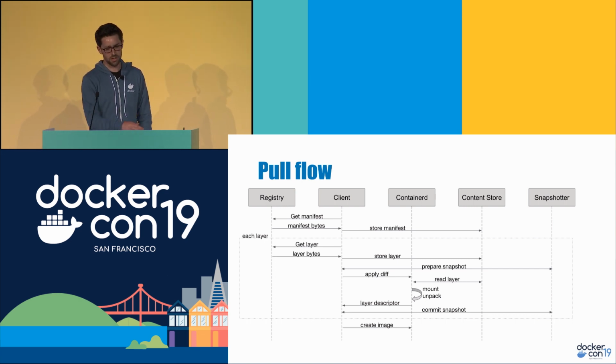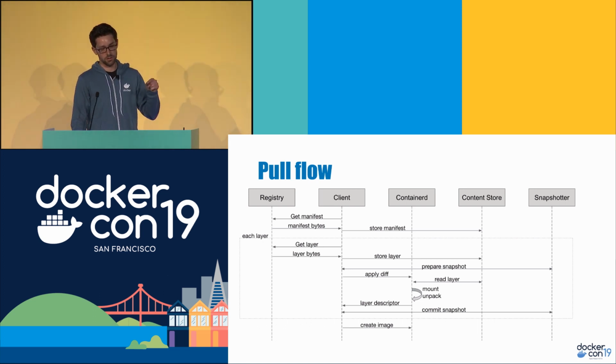So the client's always going to start out by going to the registry. It's going to get a manifest. The manifest that comes back, it's just going to put inside the content store, and then it's going to look at all the other parts that need to be fetched from the registry. It's going to fetch each individual layer and also store those in the content store. At that point, the client can prepare a new snapshot, and then it will use our diff service to apply each of the individual layers.